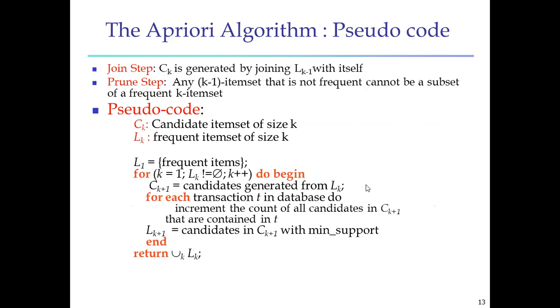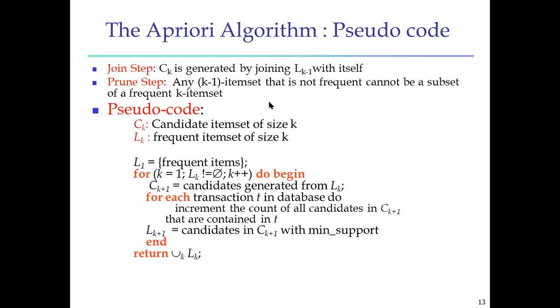Now, the algorithm. First is the join step. Ck is a candidate item set of size k, generated by joining Lk minus 1 with itself. Lk is a frequent item set of size k. So to compute C2, for k equal to 2, we need to join L1 with L1. Likewise, to compute C3, we need to join L2 with L2.